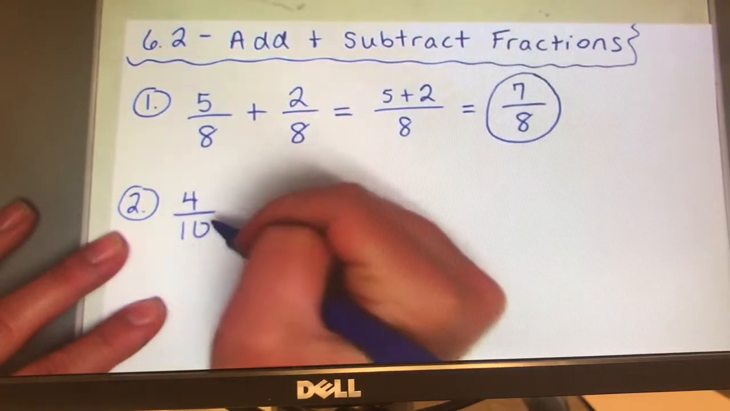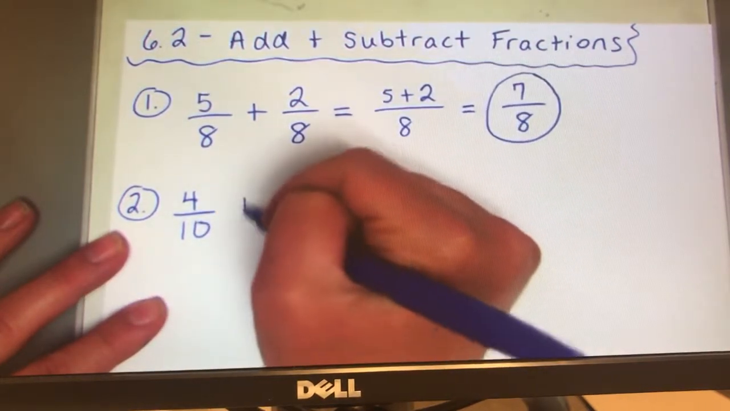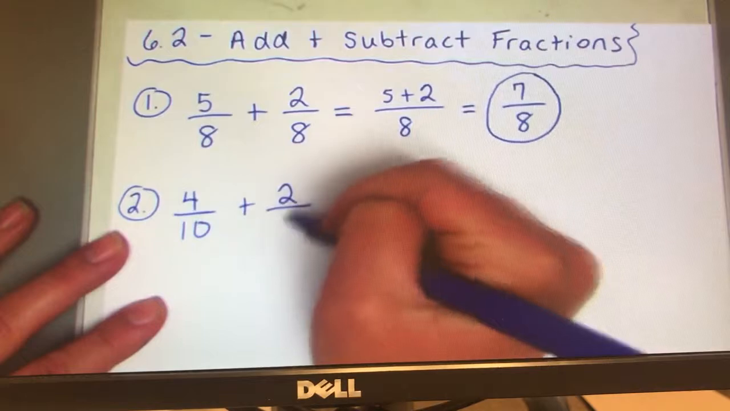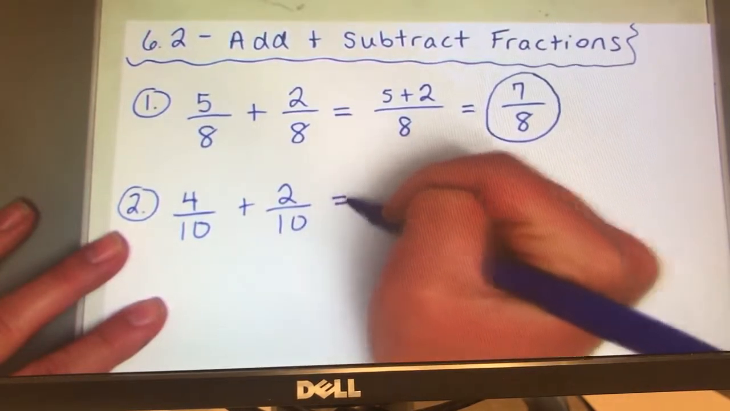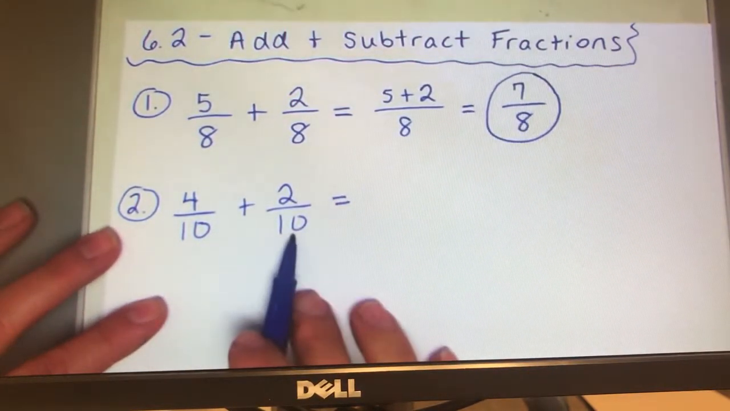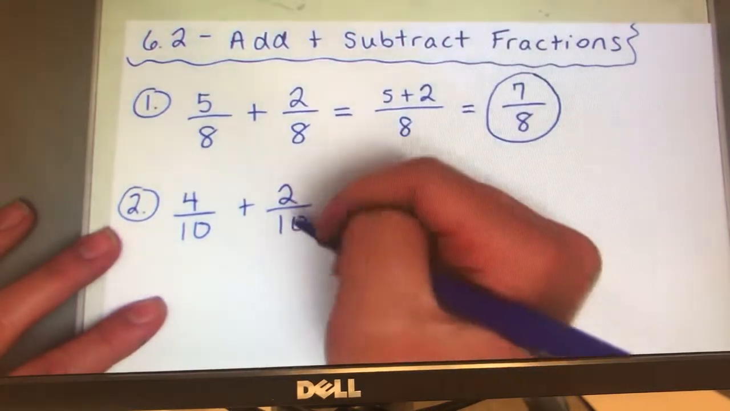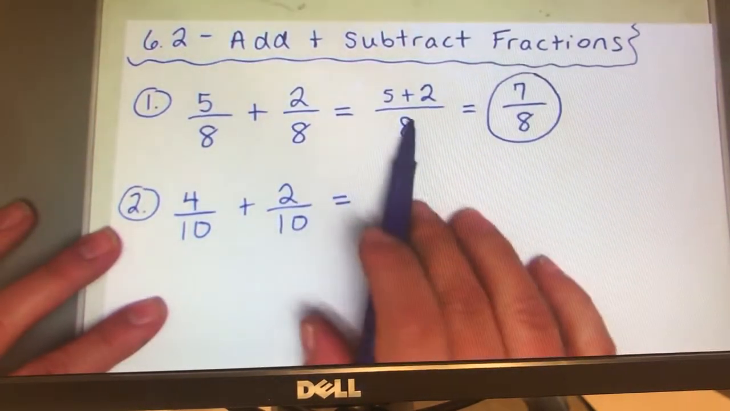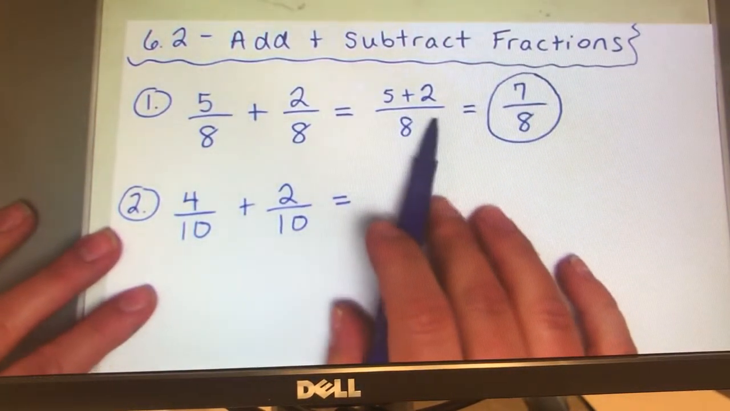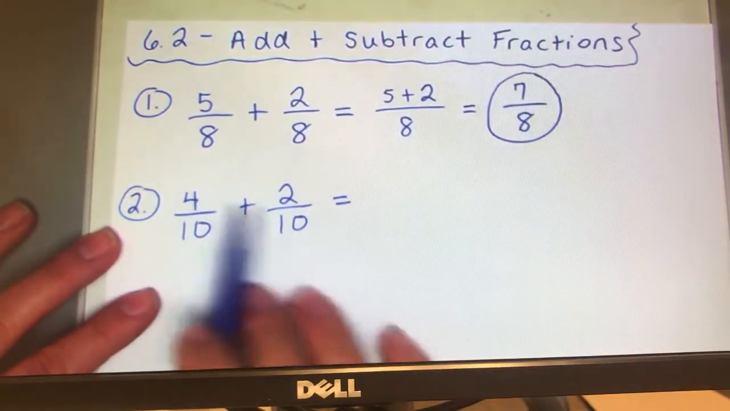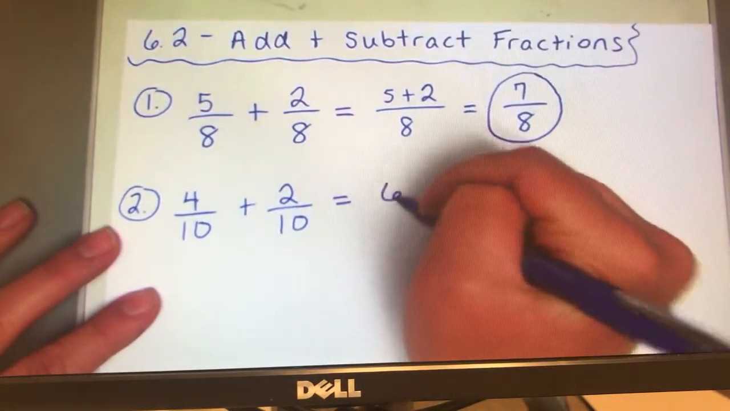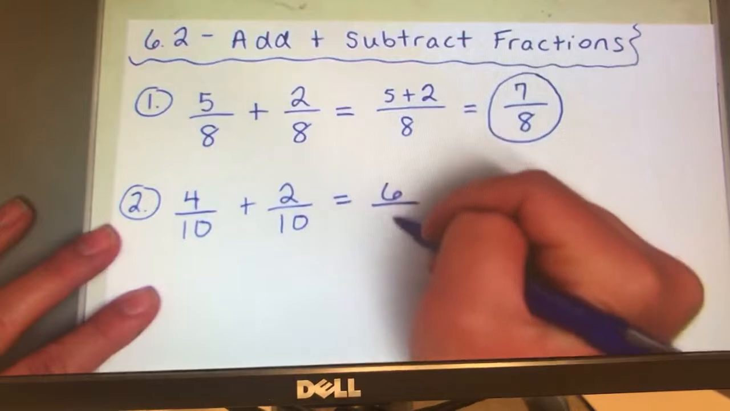Number 2, 4/10 plus 2/10. Again, I notice they are both like fractions. They're both tenths. They're the same kind, so I can add them together. And you don't necessarily have to write this middle step. I just did it the first time to show you. So 4 plus 2 is 6. That's my numerator. 10 stays the same.